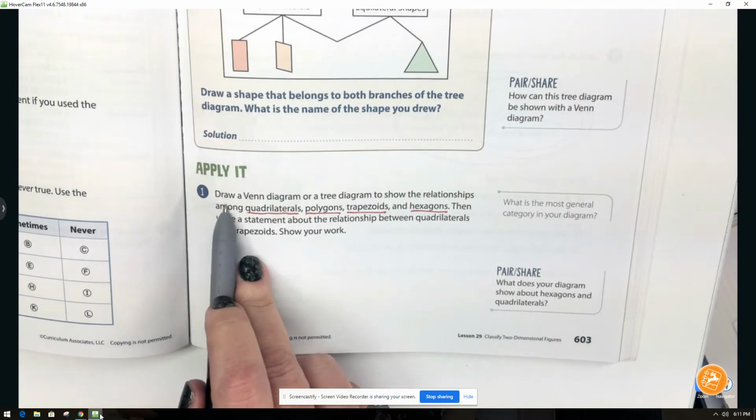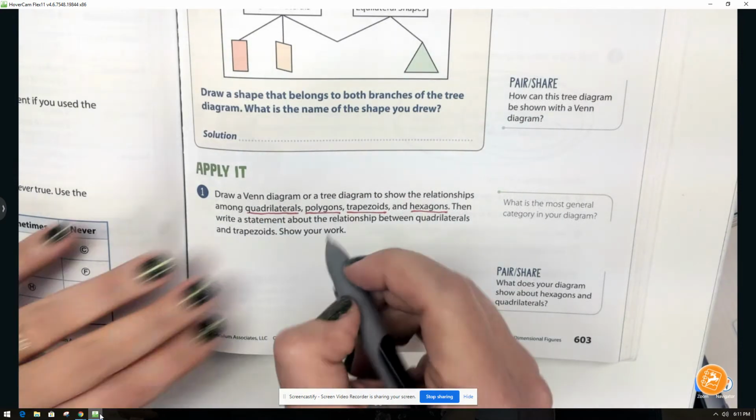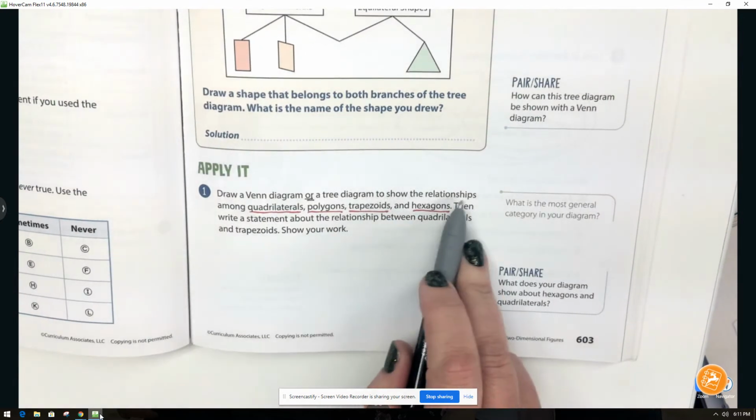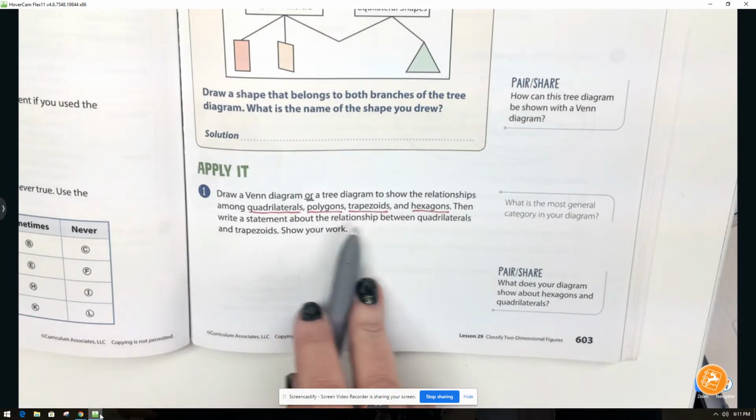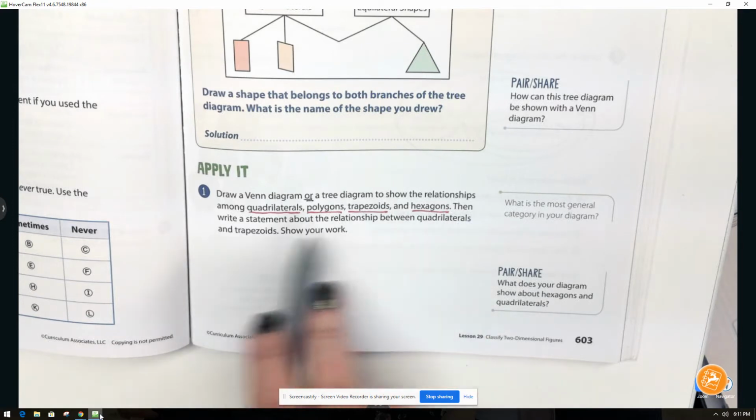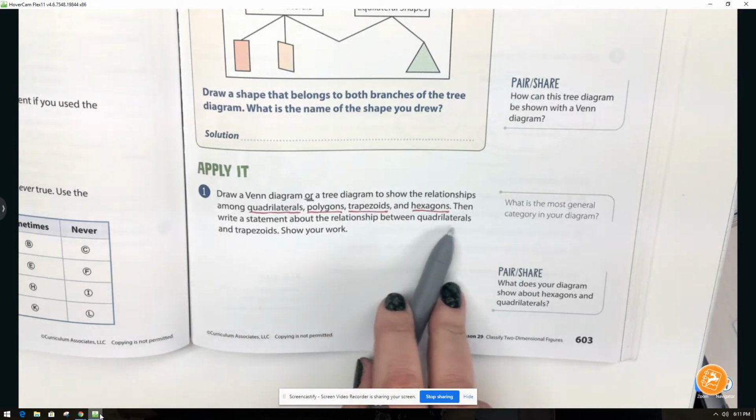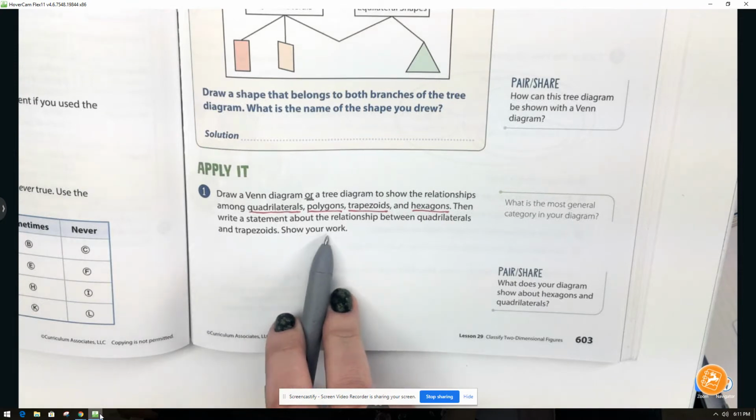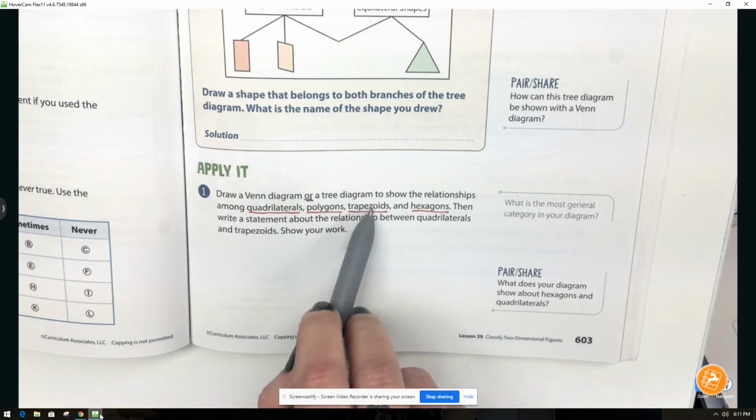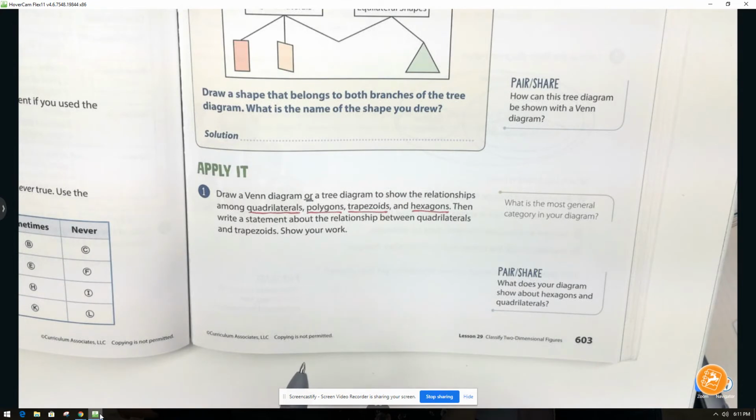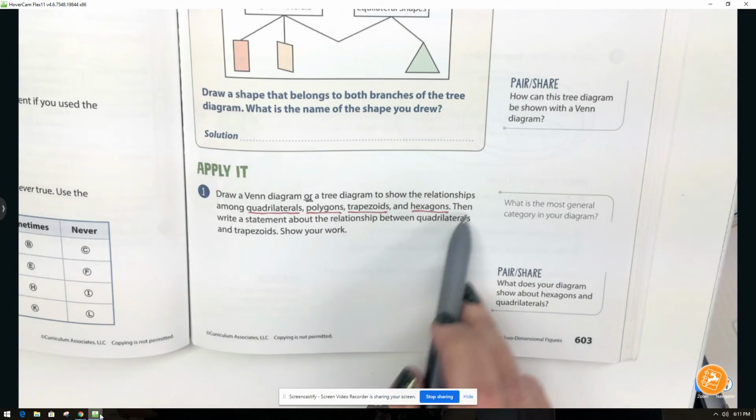All right, it says this, draw a Venn diagram or a tree diagram. So you get to pick, to show the relationships among quadrilaterals, polygons, trapezoids, and hexagons. Then write a statement about the relationship between quadrilaterals and trapezoids. Show your work. You can choose which type of trapezoid you want to do, but it doesn't matter which definition of trapezoid you use because it will not matter with just classifying these four shapes.